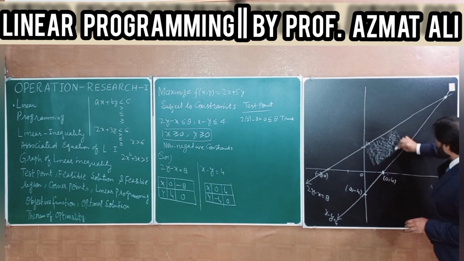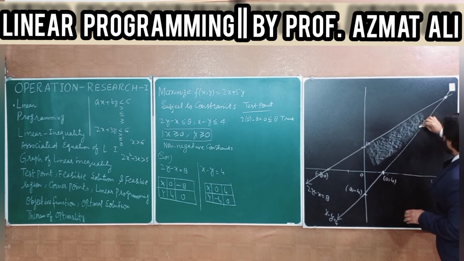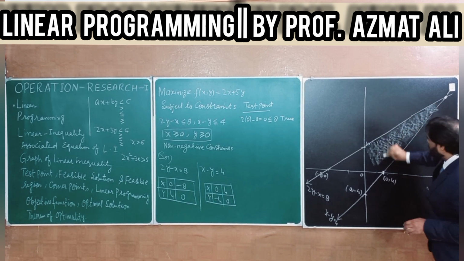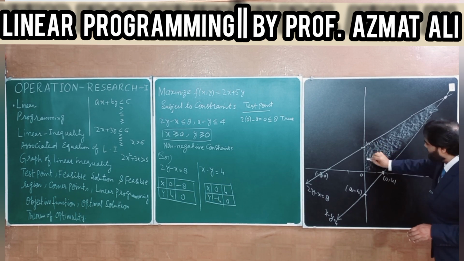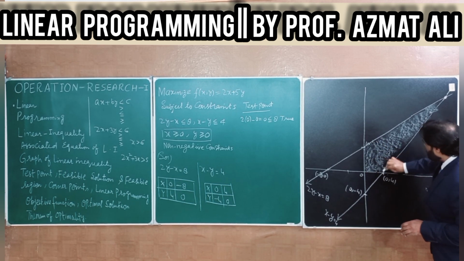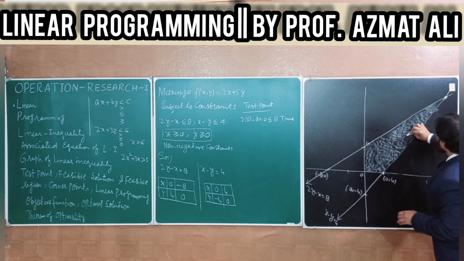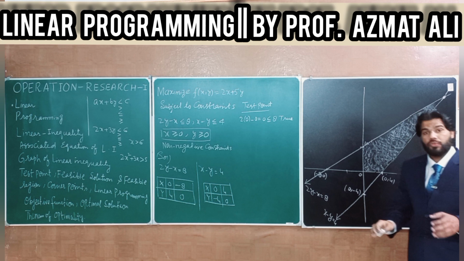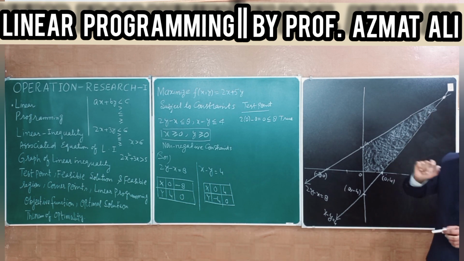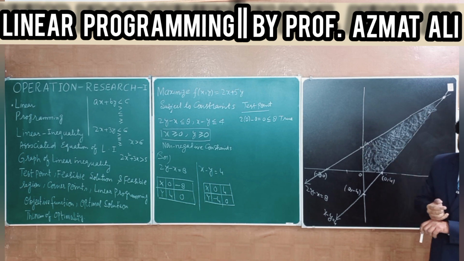This will be the graph of the first inequality, that is 2x plus y, 2x minus y less than or equal to 8. Notice that here we have non-negative constraints, x greater than or equal to 0, y greater than or equal to 0.